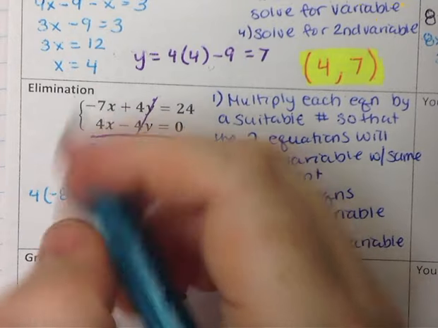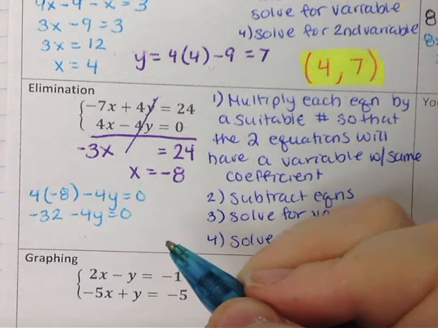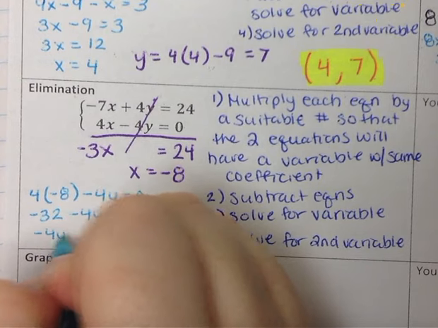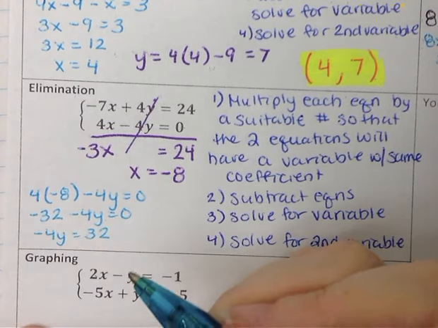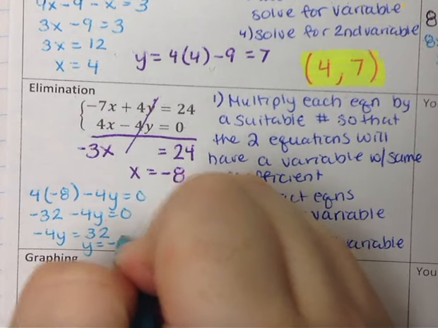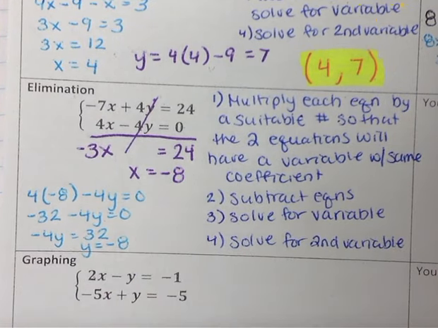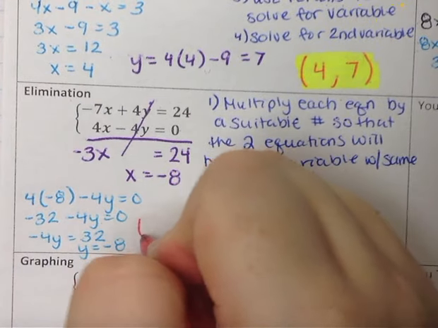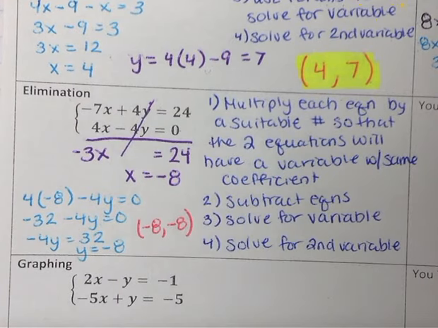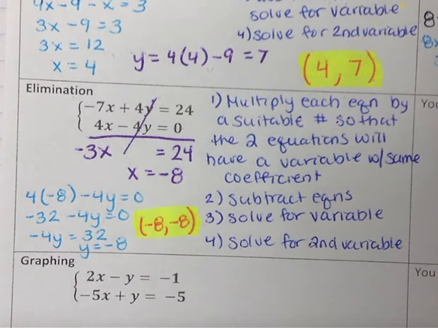I simplify, so I have negative 32 minus 4y is equal to 0. I want to add the 32 to the other side, so I'll have negative 4y is equal to a positive 32. And then I'm going to divide by negative 4. So y will equal that negative 8 as well. So now that we have the x and the y, we can write our answer as a coordinate: x is negative 8 and y is negative 8. That is our solution. This is where the two lines will intersect. (-8, -8).